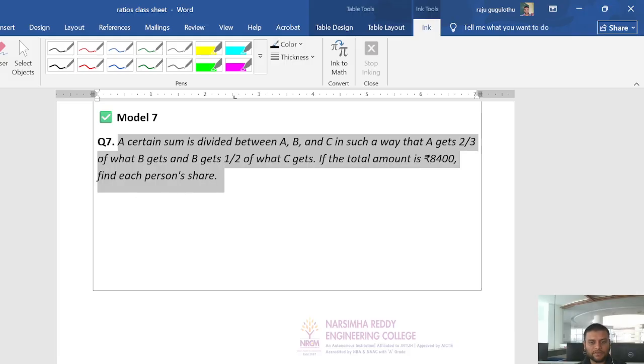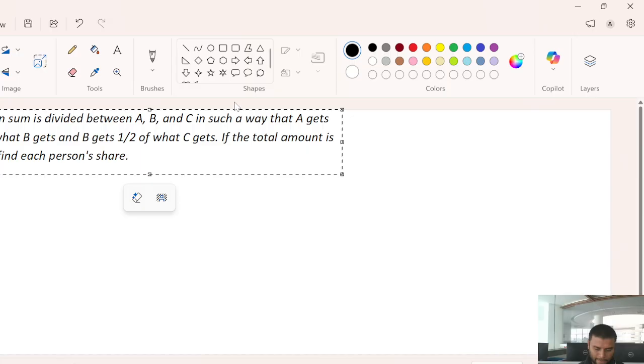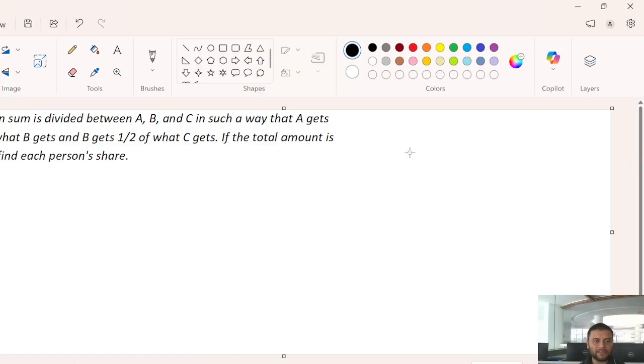It is also a distribution type of question. Previously, I have seen this model. Okay, friends. This question says a certain sum is divided between A, B, C in such a way that A gets two-thirds of what B gets. Again, the amount is given as 8,400. It is to be divided among A, B, C. We need to find how much amount A, B, C are going to have.